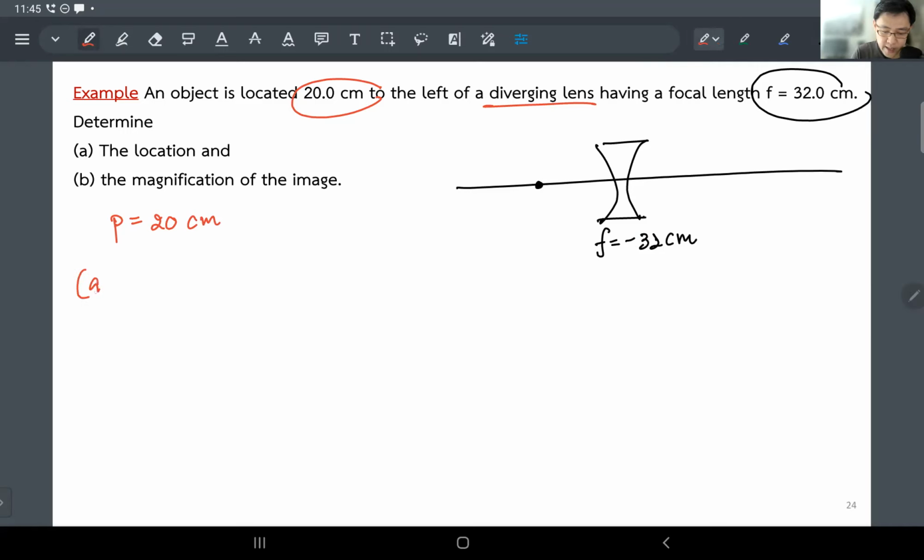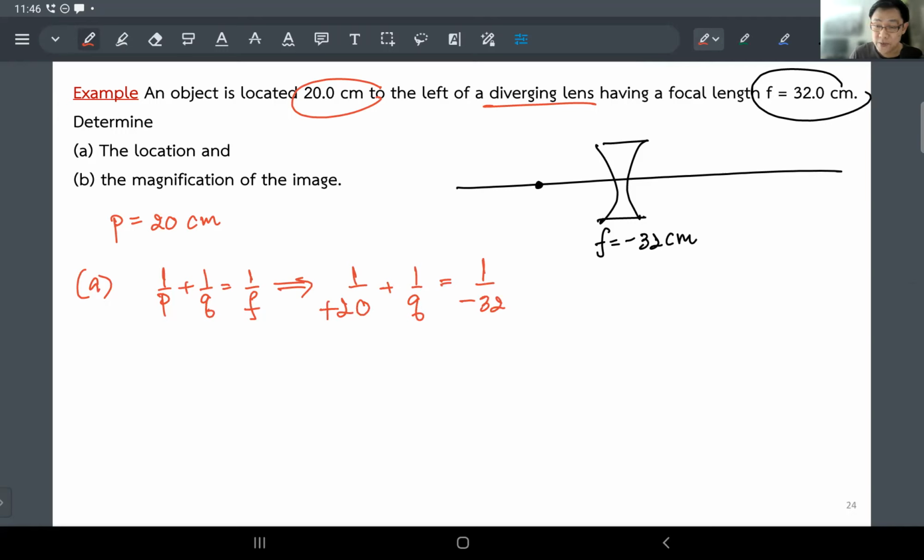So part A, applying the first equation, the thin lens equation, 1 over P plus 1 over Q equals 1 over F. So 1 over P is always positive in this case, single object. The Q, the image location, is what you want to figure out. And the focal length over here is negative 32. You don't have to convert the units once again, as long as you keep centimeter units in all three terms.